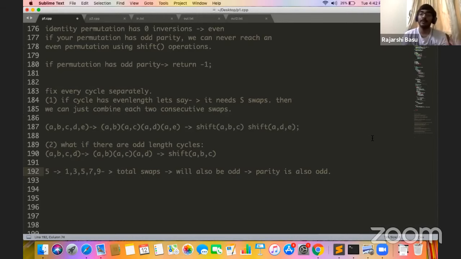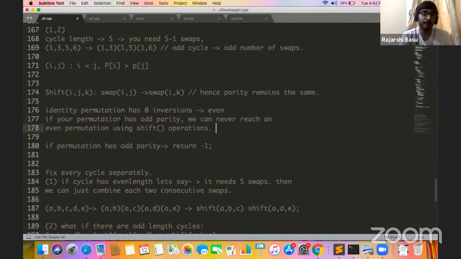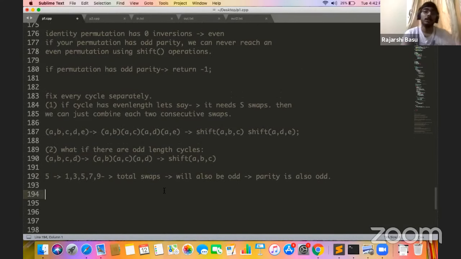Just to clarify, if there were an odd number of odd length cycles, then it would have been caught in this part where we checked if the permutation has odd parity or not, right? So we are confirmed that there are an even number of odd length cycles. Now in every odd length cycle, we will have this one extra swap that we cannot account for. The rest of the swaps we can do using shifts. There's this one swap that we cannot do using a shift, correct?